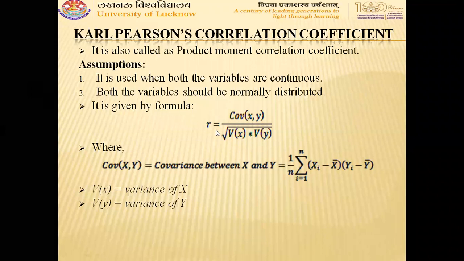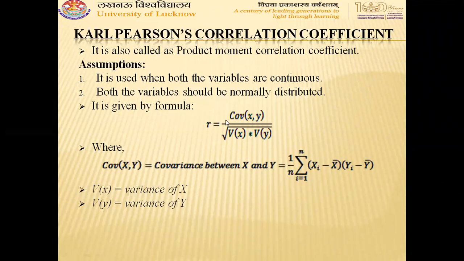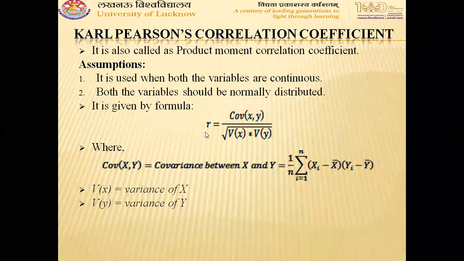It is given by the formula r is equal to covariance xy upon square root of variance of x into variance of y. r denotes the correlation coefficient between variable x and variable y. It can also be written as rxy.